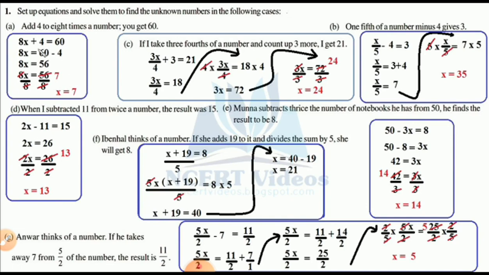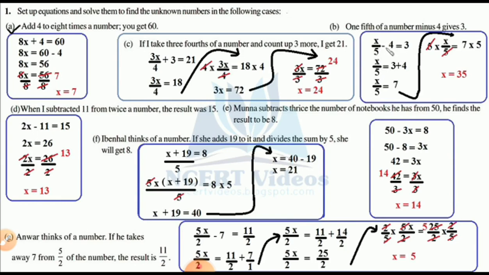B. Put the value 7. Be careful. 8 times 7 is 56, plus 4 is equal to 60, left side as well as right side. Both the sides are equal. The unknown number is 7. One-fifth of a number minus 4 gives 3.